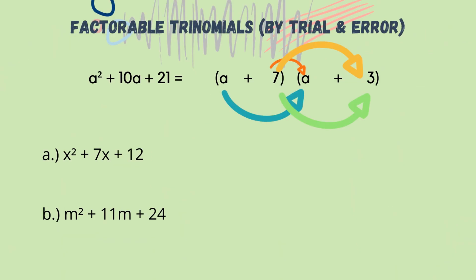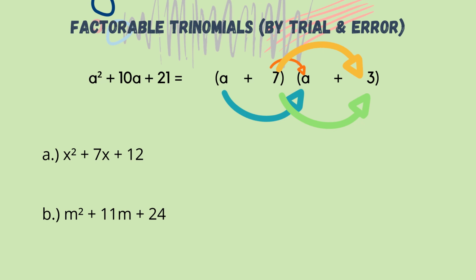So, let's move on to that na. So, here is an example. So, a squared plus 10a plus 21 equals. So, these are the factors. A plus 7 times a plus 3. So, paano ko nakuha to? That is by trial and error, no? Using the skills on how you identify the integers being multiplied or being added. And then you get those values.